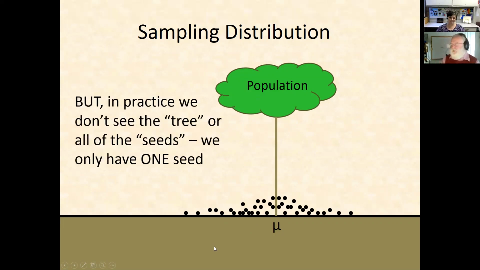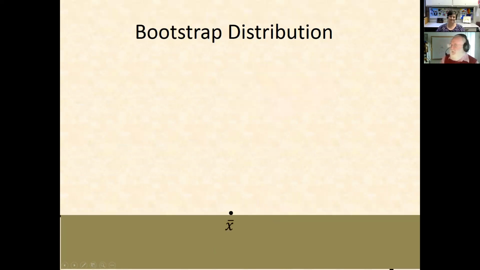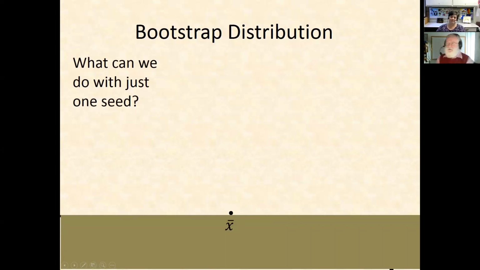Okay, so the tree's gone. The tree's been cut down. All the seeds have been swept up. There's just one seed left. All we get to see is that one X bar. So now what can we do if we just have that one seed?